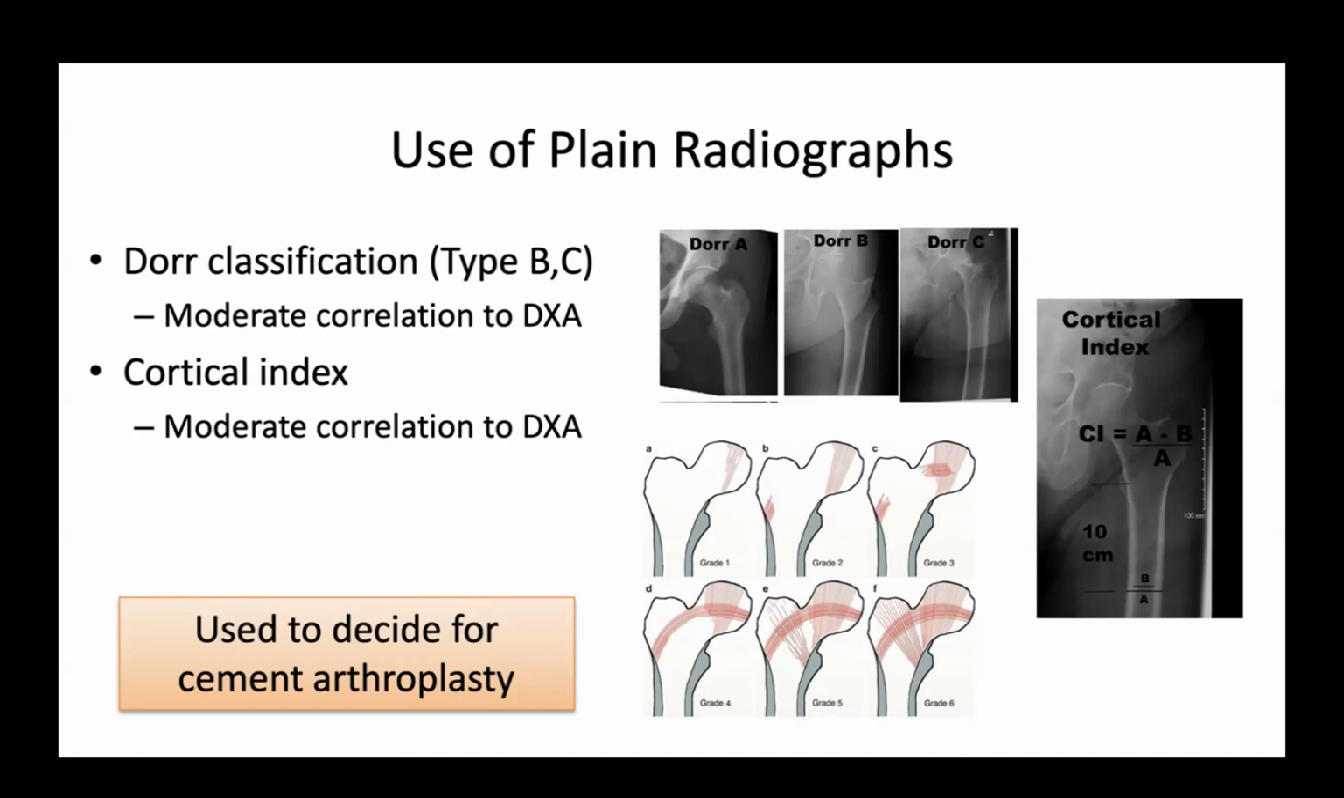And you can do it quantitatively as well. This is called the cortical index. But surgeons are using this to decide for cement arthroplasty. But I also recommend that this would be a good screening criteria. So if you have door B and C, the position statement by ISCD is to get a DEXA scan.